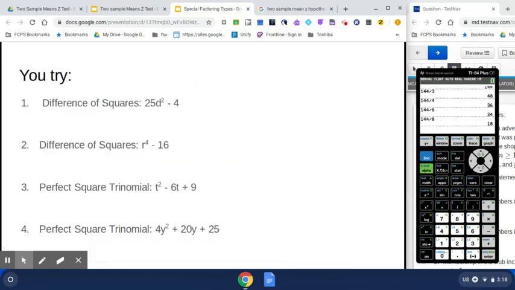Okay, guys, we're at the you try slide. So take a look at those 4 questions. The first 2 are the special type of differences of squares, and the second 2 are perfect square trinomials. So factor those out and then unpause the video to get those answers.